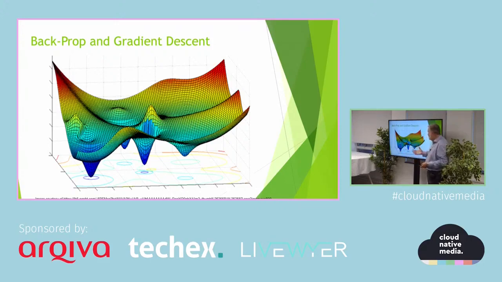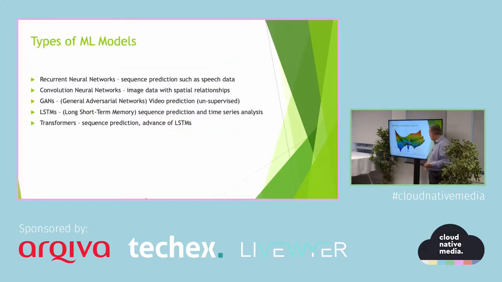And that's why the data scientist comes in, because what they're trying to do is find the lowest value here so that they can get the best output. So these are some examples of ML models you'll hear.